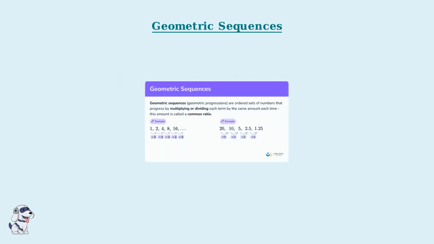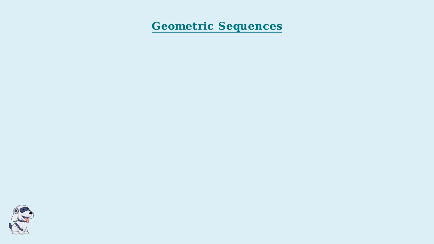Here are two more examples of geometric sequences. The first sequence shows each term multiplied by 2, while the second shows each term divided by 2, which is the same as multiplying by 1/2.